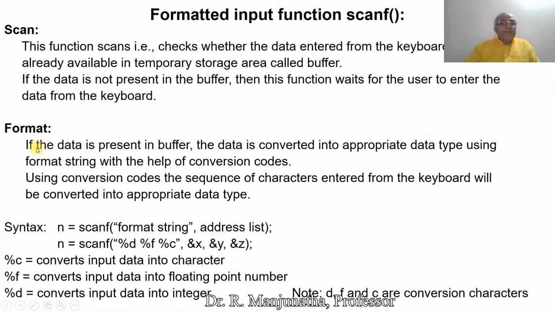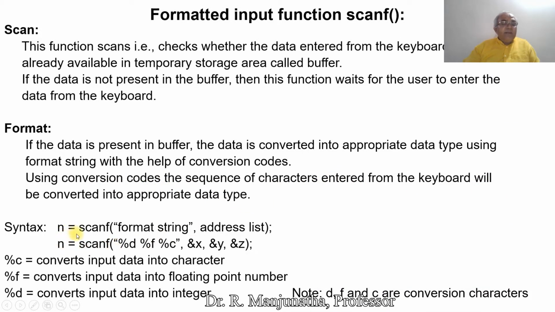Then comes the format. If data is present in the buffer, the data is converted into the appropriate data type using the format string with the help of conversion codes. That means if the data is already available in the buffer, that is, in memory, then it will convert it into appropriate data depending upon the type of variable used. Using conversion codes, the sequence of characters entered from the keyboard will be converted into the appropriate data type.